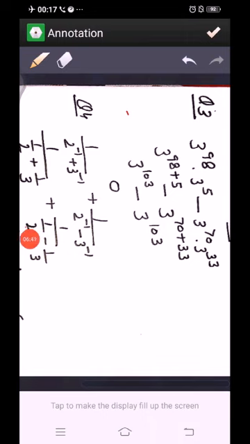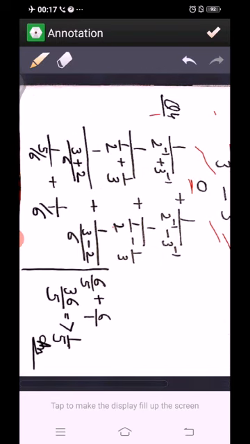Question number 3. 3 power 98 into 3 power 5 minus 3 power 70 into 3 power 33. Now we can see this is the product. Product means powers will be added. So 3 power 98 plus 5, and here also powers are added, 3 power 70 plus 33, that is also 103. 3 power 103 minus 3 power 103, same number is subtracted, so we get equal to 0. That is our answer.